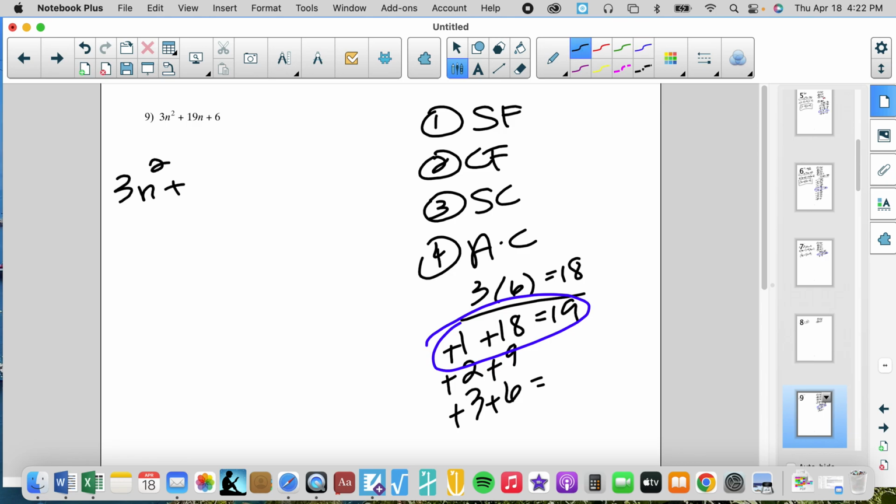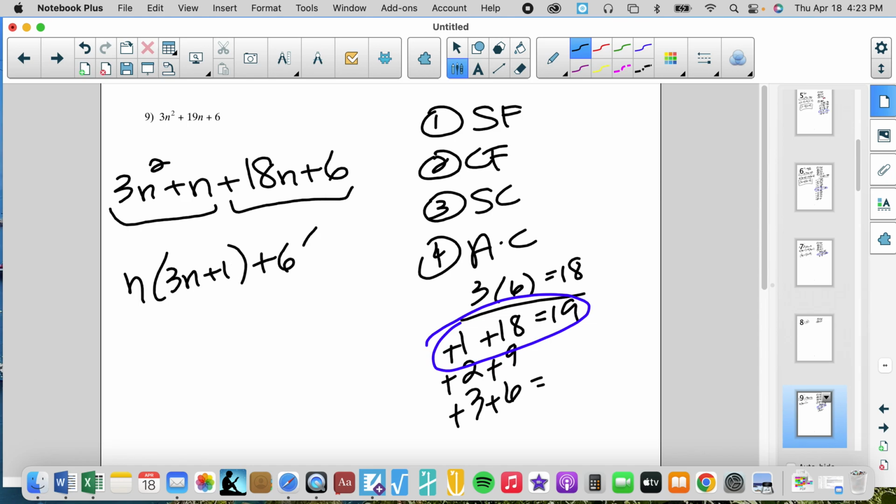3n squared plus n plus 18n plus 6. Factor out an n, we get 3n plus 1. Factor out a 6, we get 3n plus 1. So 3n plus 1 times n plus 6.